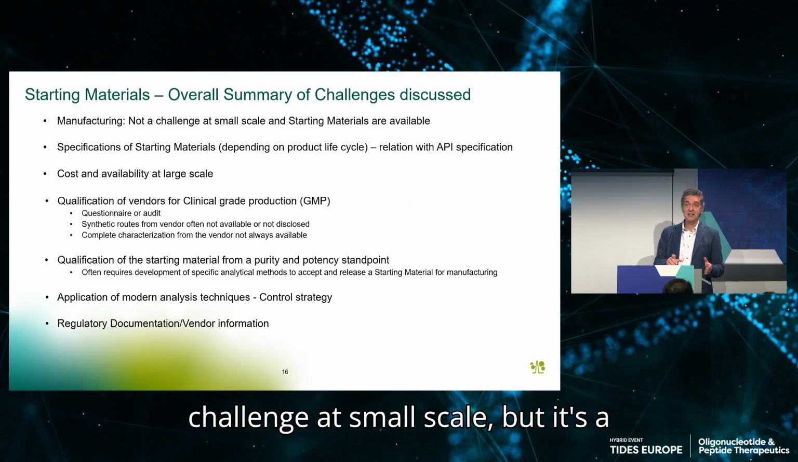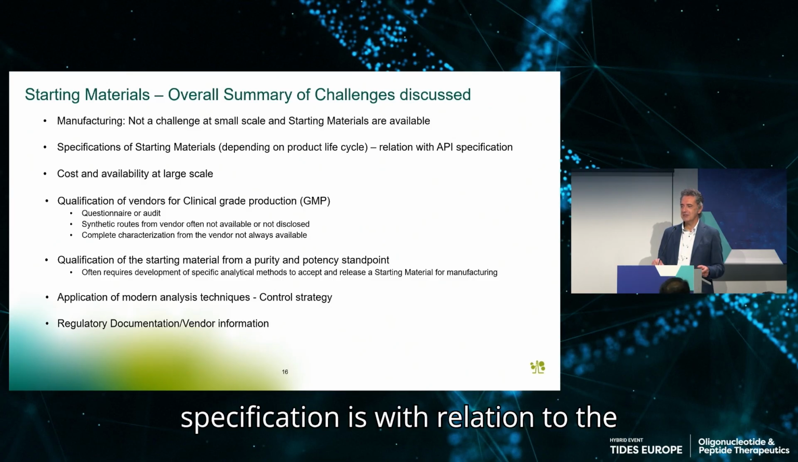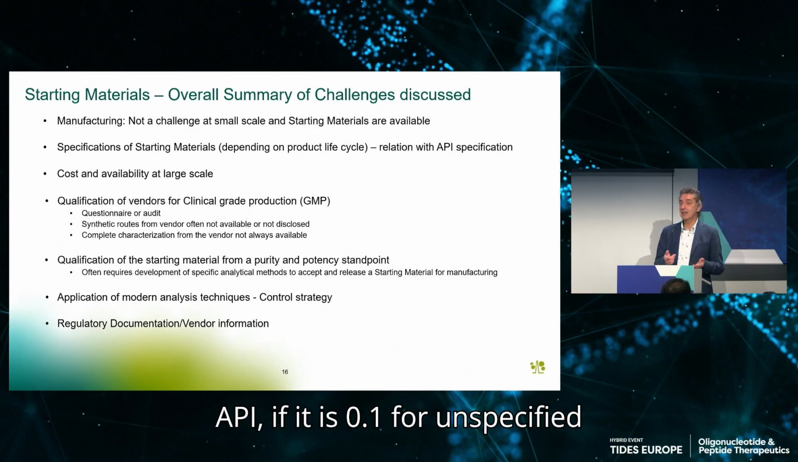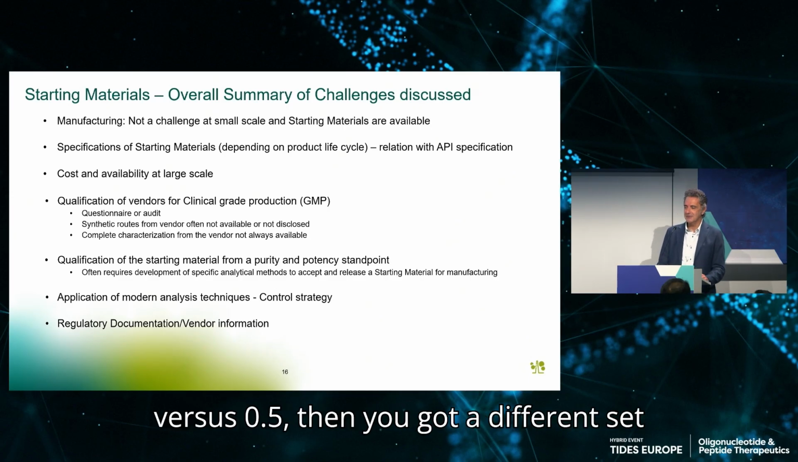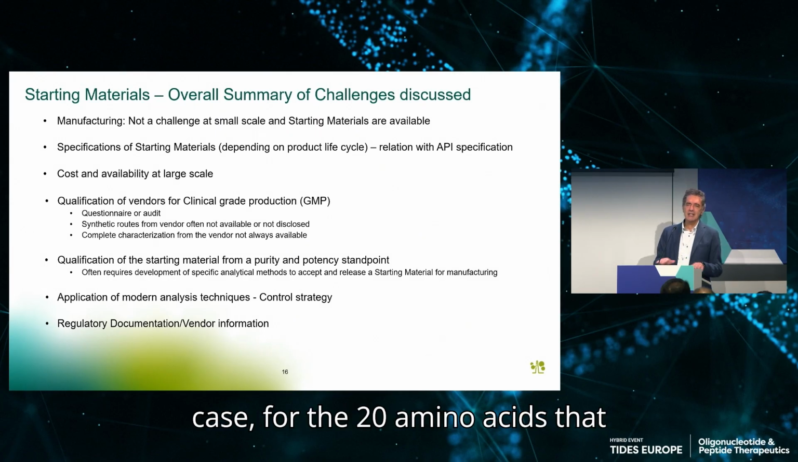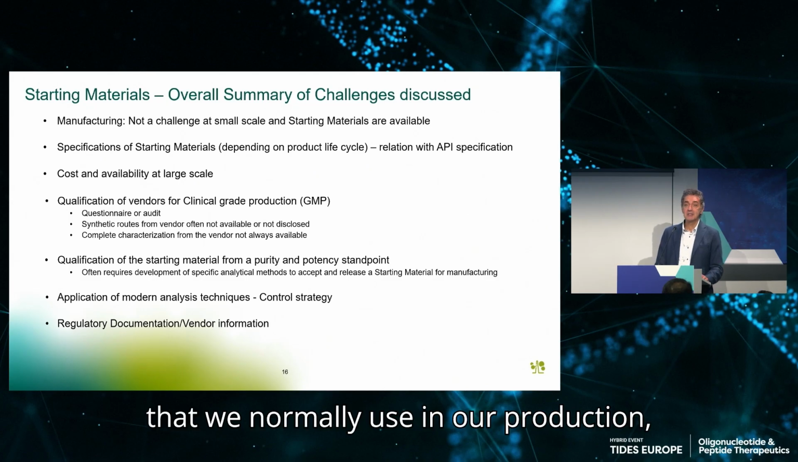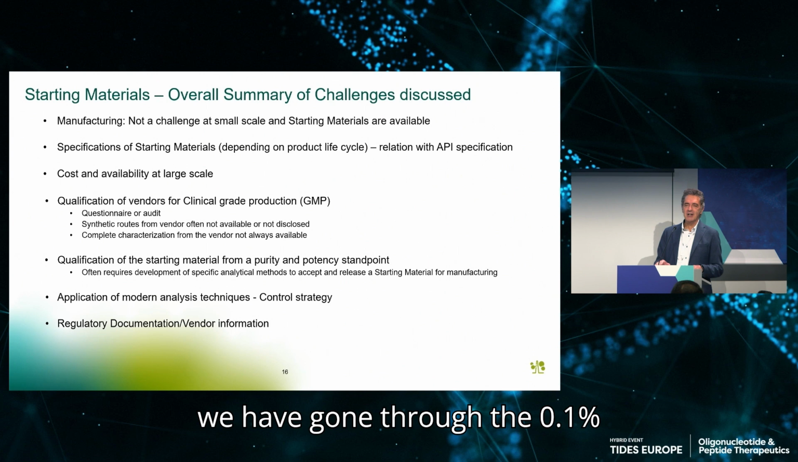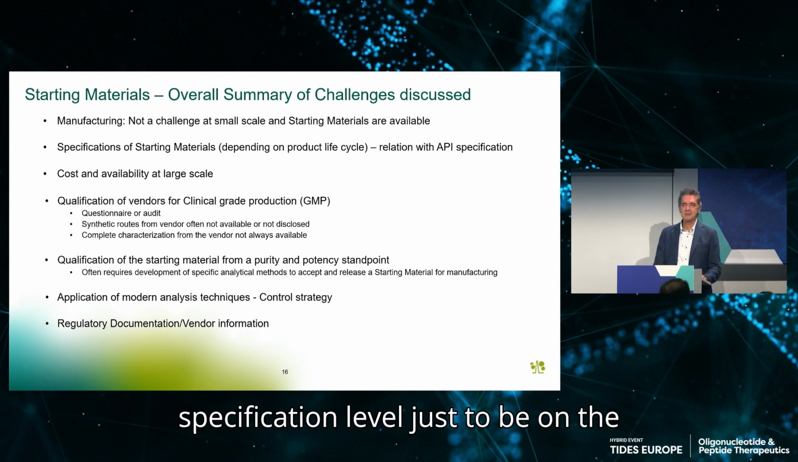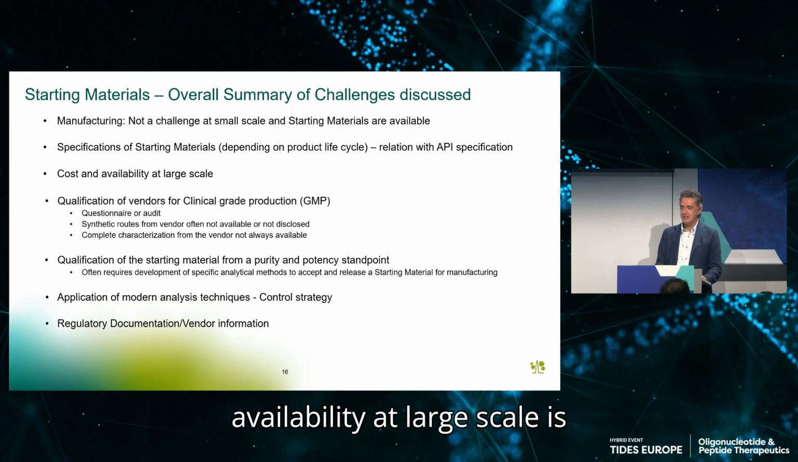Manufacturing challenges: it's not a challenge at small scale, but it's a challenge at larger scale. The specification is with relation to the API. If it is 0.1 for unspecified versus 0.5, then you have a different set of specifications. In our case, for the 20 amino acids, or the 22 amino acids that we normally use in our production, we have gone with the 0.1% specification level just to be on the safe side. And the cost and availability at large scale is also a challenge.